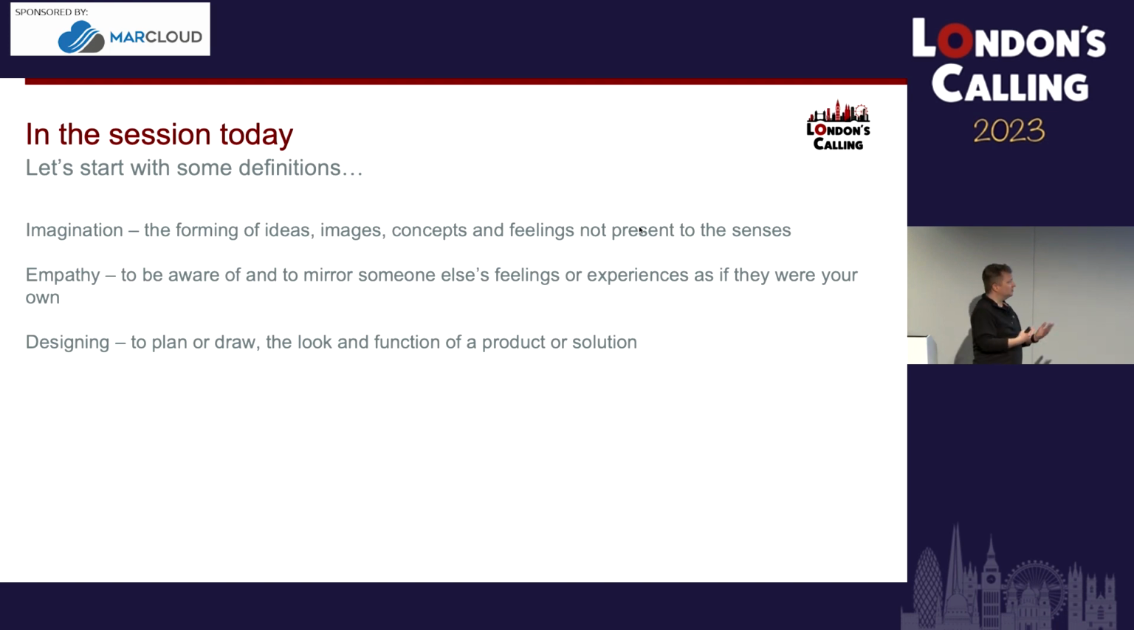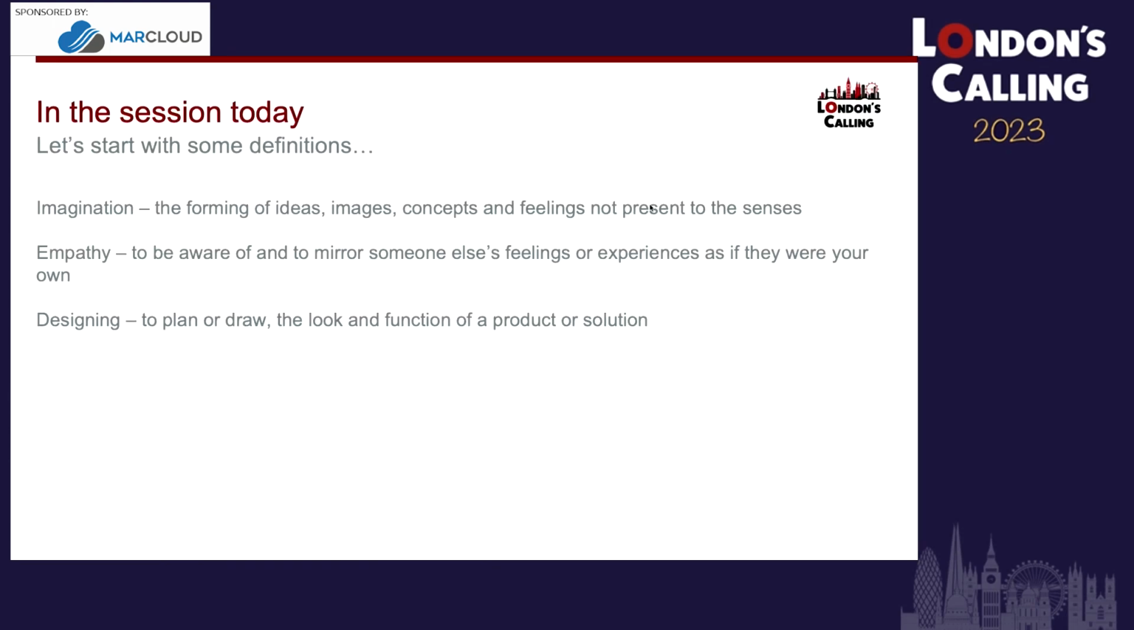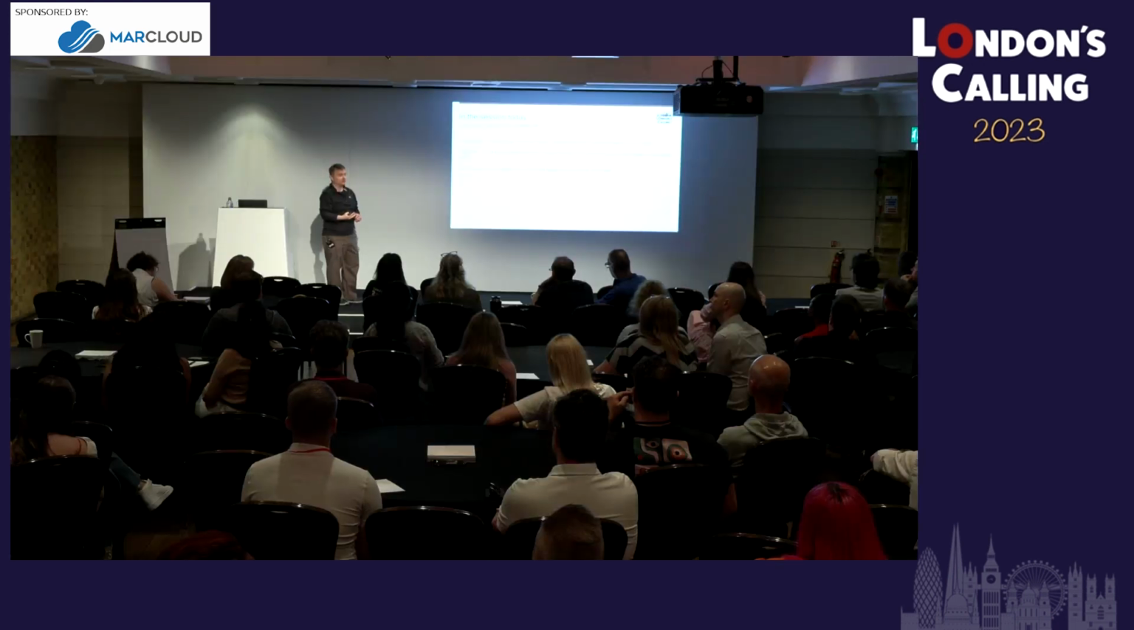And these can be in the form of images, concepts, feelings. And we're operating really in our mental spaces within our minds, and it's imaginary. It's not connected to the physical environment. Empathy, and again, you may have a good understanding that means essentially to be aware of somebody else's feelings, but it's a tiny little bit more than that, because what I've got here is a definition which is to be aware of and to mirror somebody else's feelings or experiences as if they were our own. And I'll let you just simmer on that little definition for the moment.